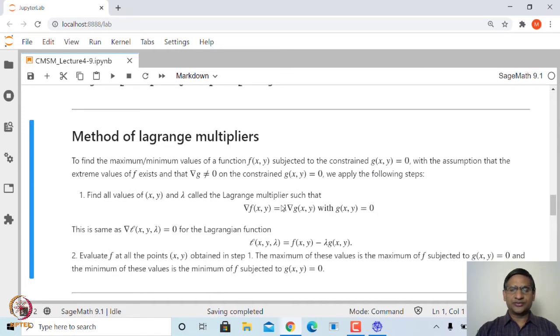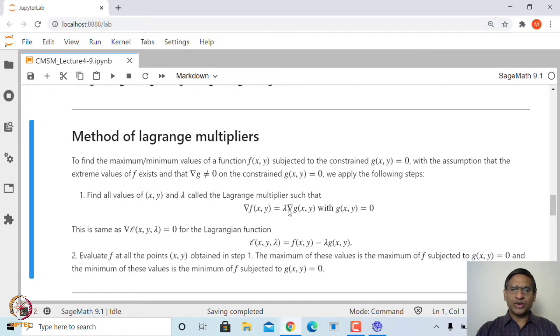So, these are the equations. If you look at the first one, grad f is equal to lambda times grad g, that will give you two equations, one with partial derivative with respect to x and one with partial derivative with respect to y, and this is the third equation. So, you are looking for solving these three equations in three variables x, y and lambda, right.